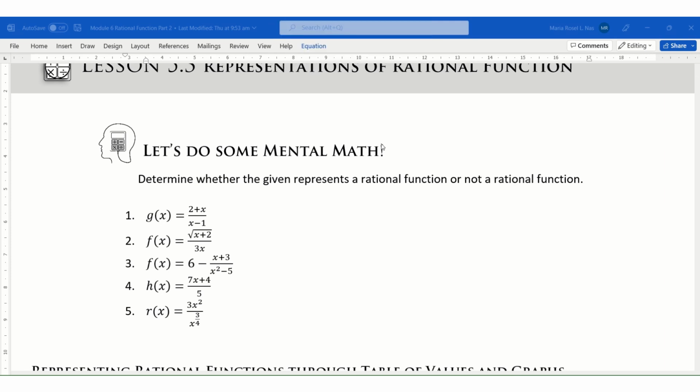Okay, so I hope you learned how to determine whether a given function is a rational function or not. In the following video, we're going to discuss how to determine the domain and range of rational functions.